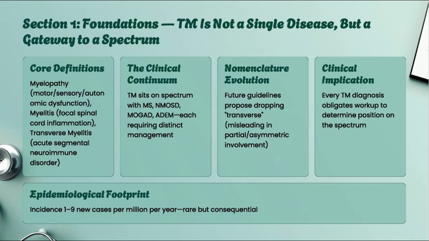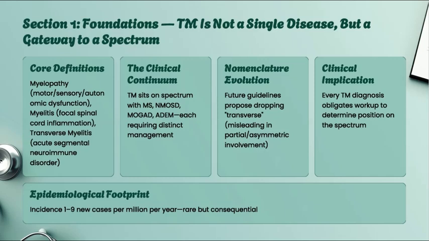Myelopathy refers to a clinical syndrome resulting from spinal cord dysfunction. Patients may present with combinations of motor weakness, sensory disturbance, or autonomic dysfunction depending on the level and extent of spinal cord involvement. Myelitis, by contrast, refers specifically to inflammation affecting the spinal cord. Acute transverse myelitis, traditionally abbreviated as TM, describes a rapidly evolving acquired neuroinflammatory spinal cord syndrome producing segmental neurological dysfunction.